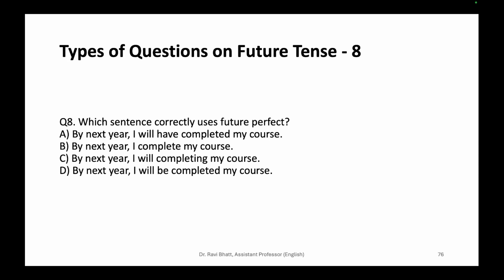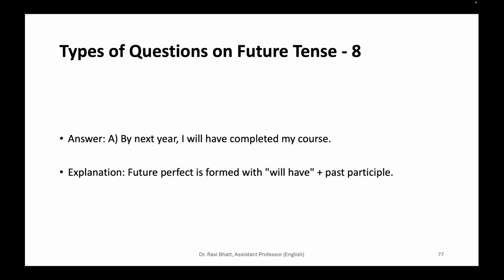Now, in such constructions, by understanding the meaning of the sentence as a whole, you might really understand what exactly this means. However, putting it across in a grammatically correct variation also happens to be equally important. So now let's see what is the correct answer. It's A. By next year, I will have completed my course.